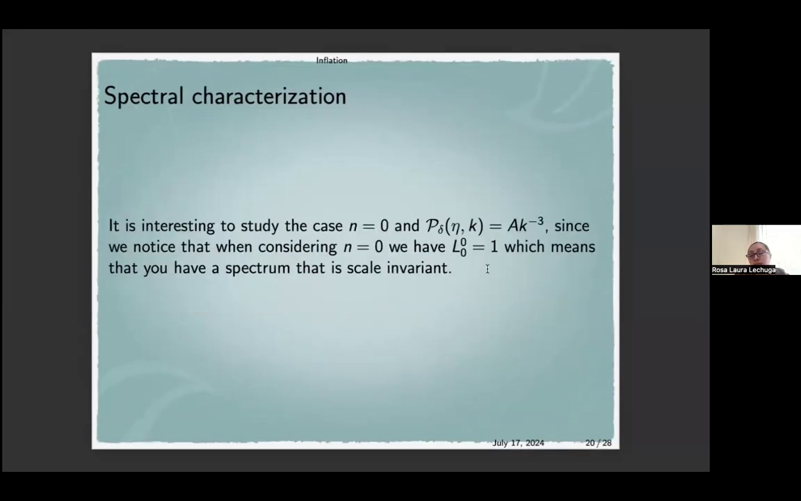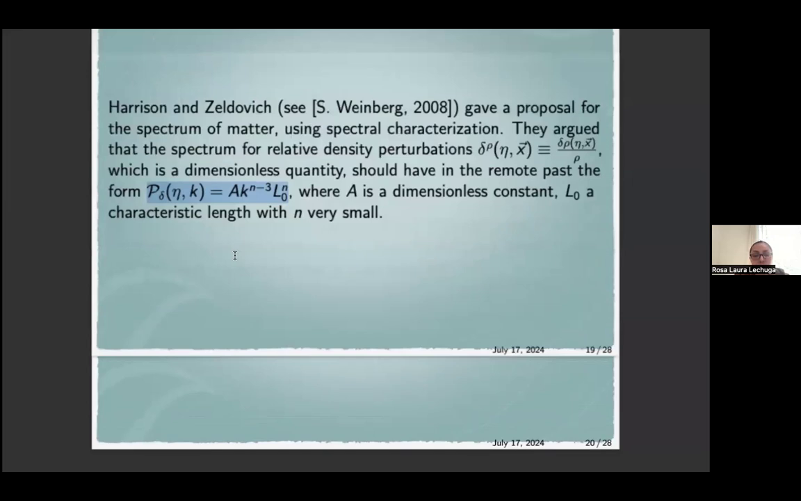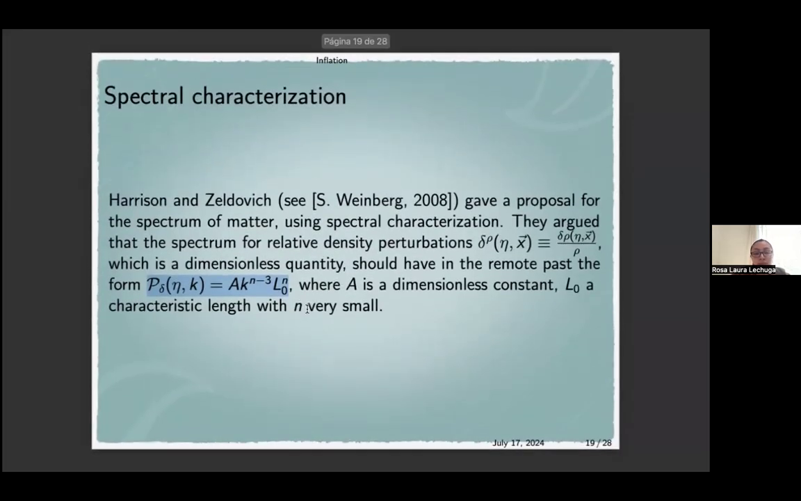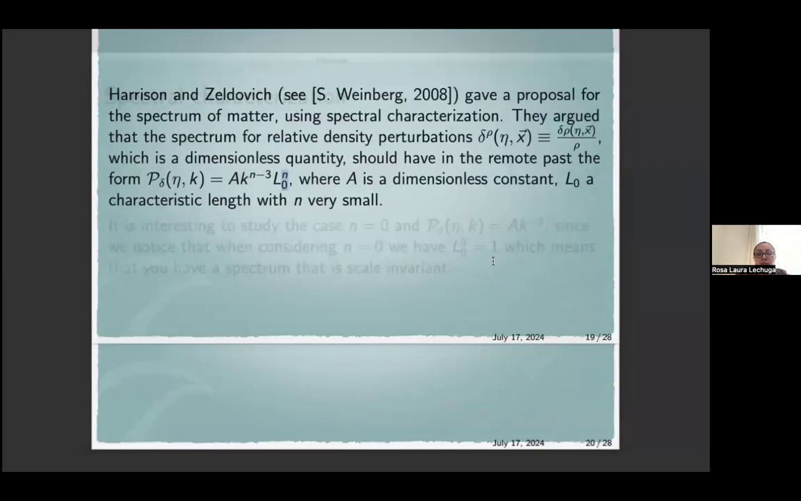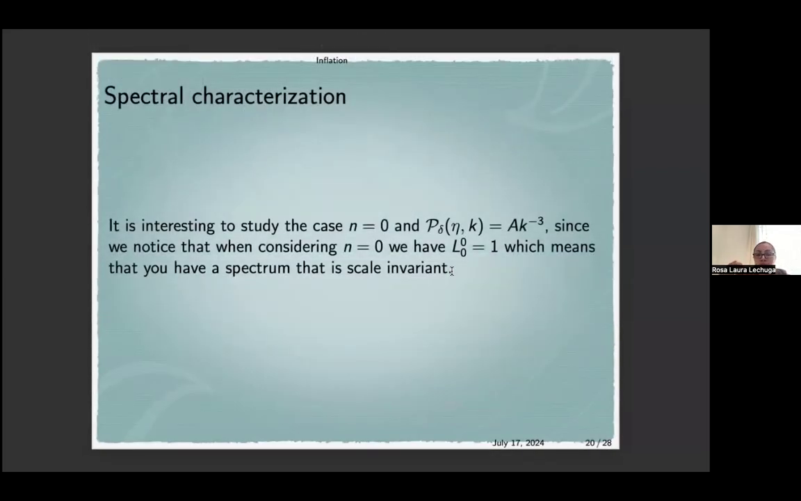And actually, nowadays, people try to get this spectrum with n not exactly 0, but close to 0, because nowadays we know that the universe is not exactly scale invariant, but the dependence on the scale is small. So they try to get a proper n, to match the observations in the power spectrum with precision.